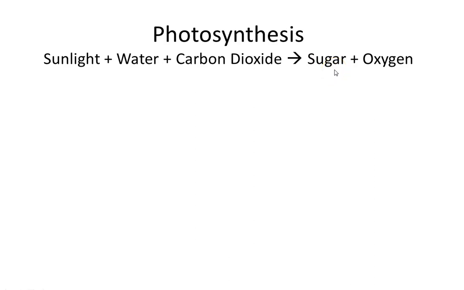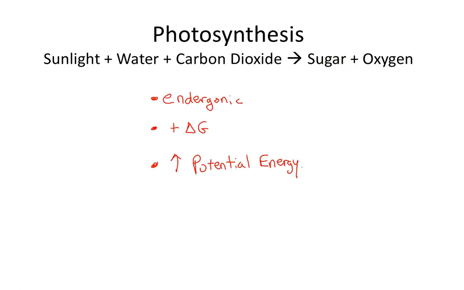Because we're creating something ordered, it is going to be endergonic. It is going to be absorbing the sun's energy. Delta G is going to be positive because we are ordering it together into something more complex. And of course, if we're increasing the energy state and storing the energy, we are increasing the potential energy.